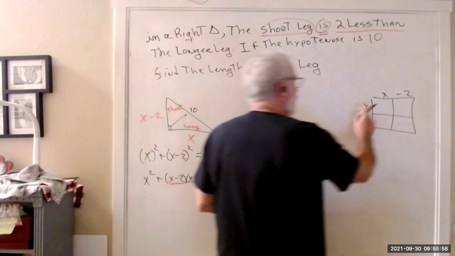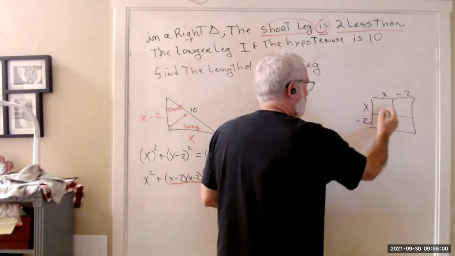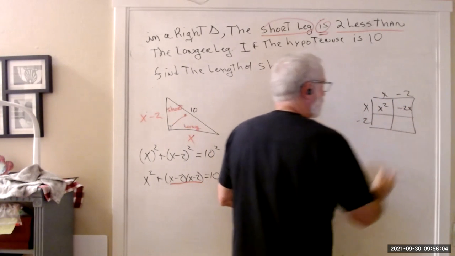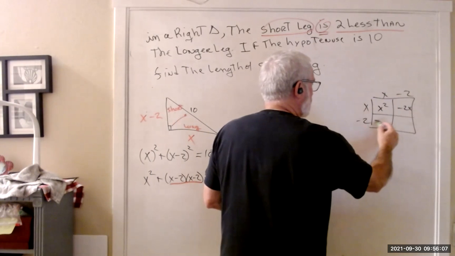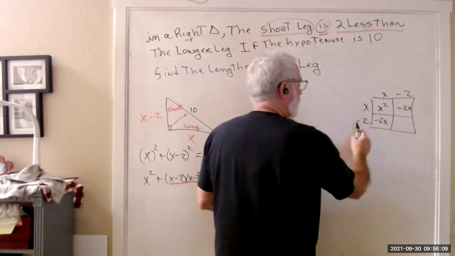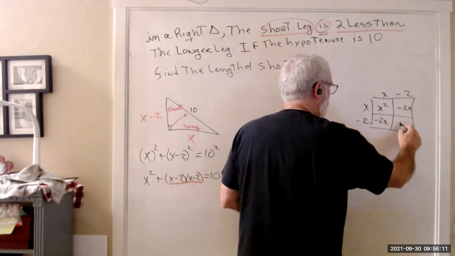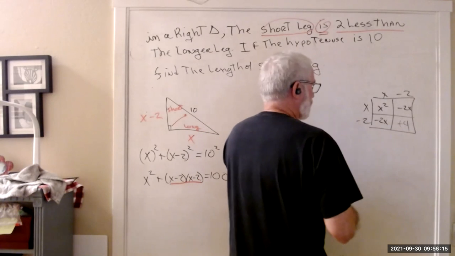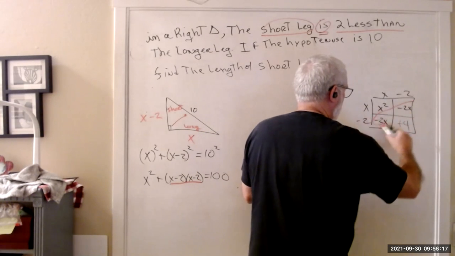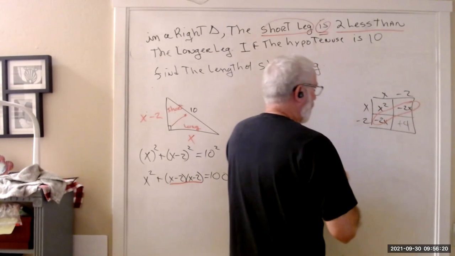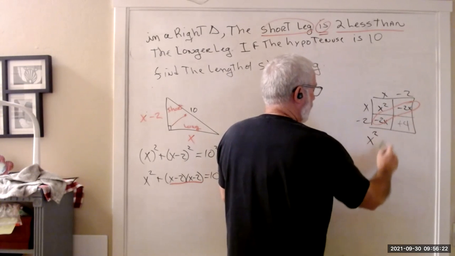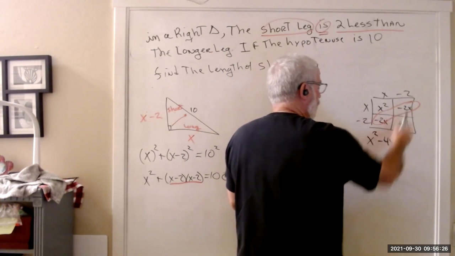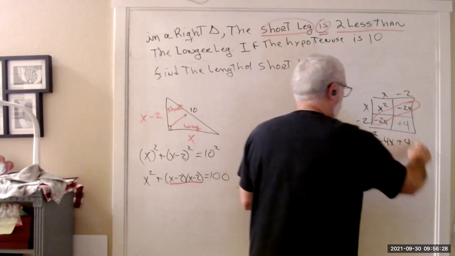So when you multiply the matrix here, you get x times x is x squared. X times minus 2 is minus 2x. Minus 2 times x is another minus 2x. And minus 2 times minus 2 is plus 4. So when we add like terms, we get x squared minus 4x plus 4.